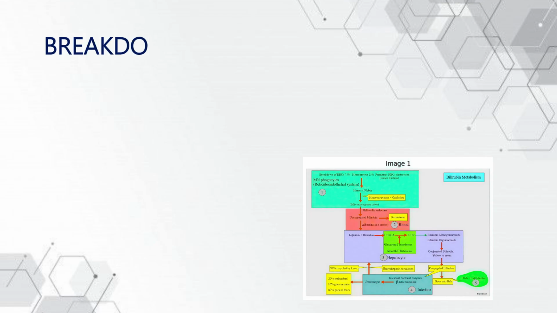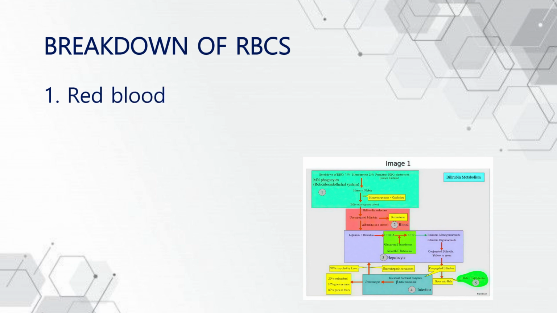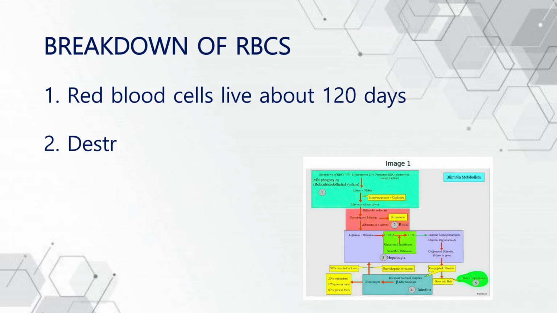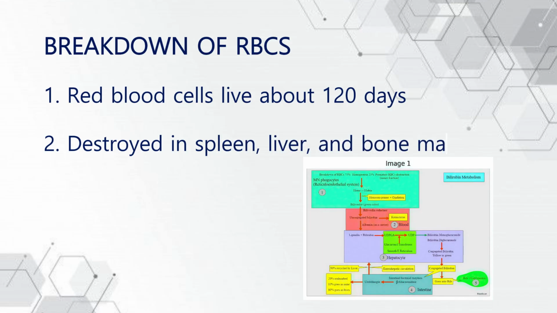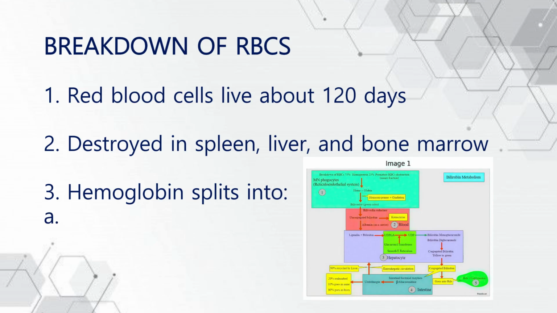So, with the breakdown of the red blood cells, they live for about 120 days, and after this period they become old and less flexible. So they are removed from the circulation, and their destruction occurs mainly in the spleen as well as the liver and the bone marrow, where the macrophages break them down. Also, during this process, the hemoglobin inside the red blood cells splits into two parts: the globin part, which is also called the protein part, and the Haem part, which is also called the non-protein part.